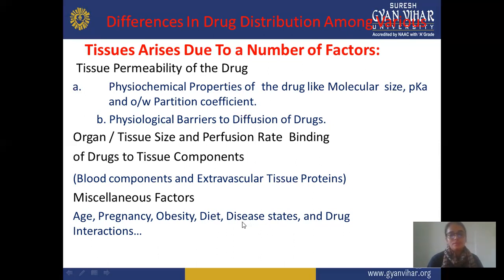Disease state: if a person is suffering from a certain disease or taking another drug for that particular disease, distribution also varies, because there may be chances that a drug-drug interaction takes place, or that the particular disease doesn't distribute the drug to that particular site. So these are the miscellaneous factors that mainly give rise to distribution problems.